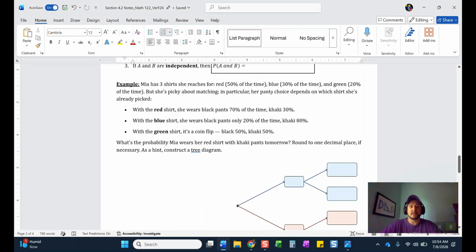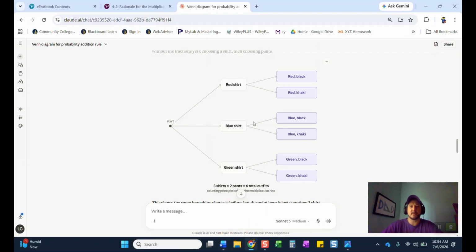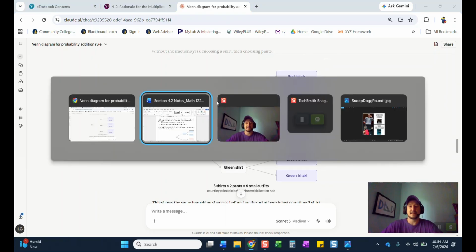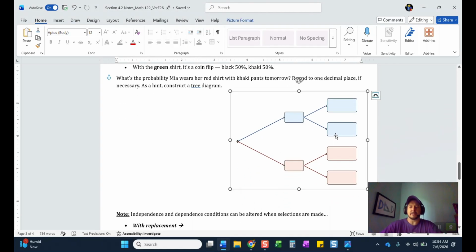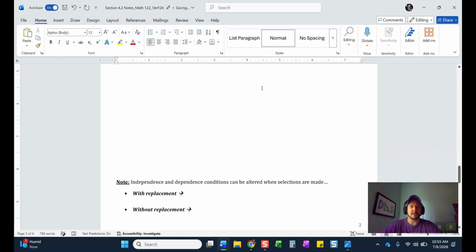And so if we're asked, what is the probability Mia wears a red shirt with khaki pants tomorrow, it would be this probability times that probability. So you're kind of getting a visual of the multiplication rule in the general version of it, which is helpful. I'll be honest with you, tree diagrams really helped me with probability. So I'm definitely going to share that with the students. All right, so I'll get rid of this and put in the correct tree diagram later.